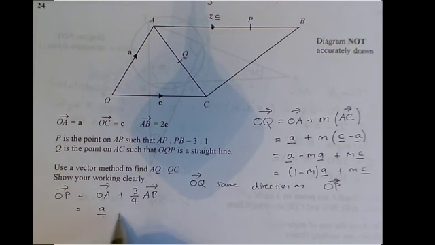O to A is A, and 3/4 of A to B is going to be 3/4 of 2C. I'll write it out in 4, and so therefore O to P is equal to A plus 3 over 2 C, isn't it? Alright, so times it by 2, which is 6 over 4, which is 3 over 2 C.